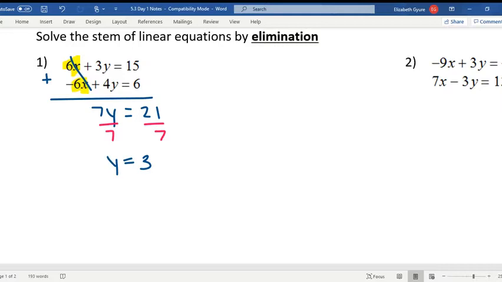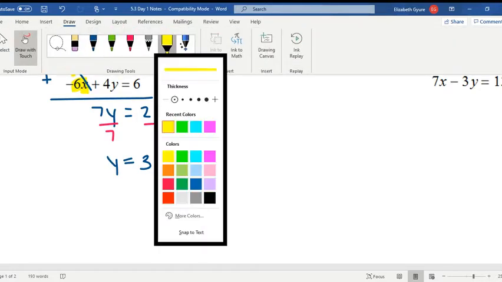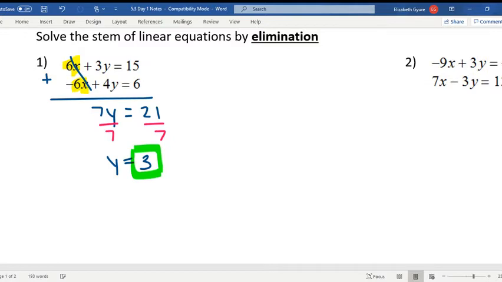So now I know what y is. Now to find x, we do the same idea that we did last time. You're going to take your new number, and it's a y, so I can plug it into either of my first equations anywhere where I see y. Do I care which one you use? No, you are allowed to use either. I would use whichever one looks easiest to you.